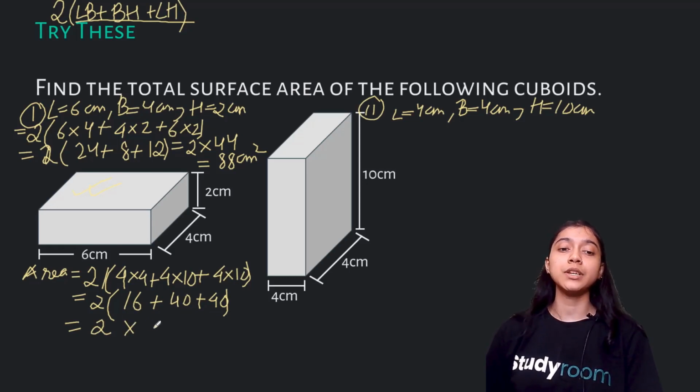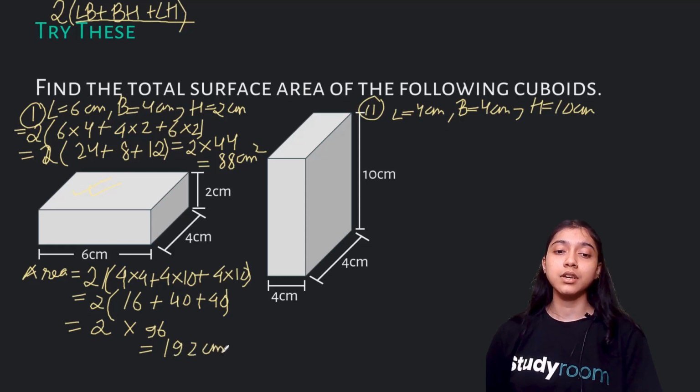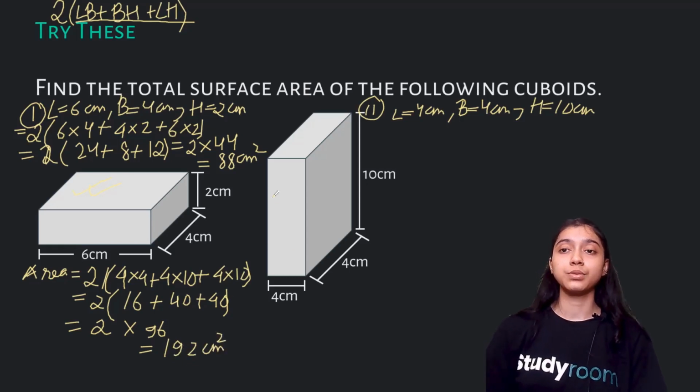So we have 2 multiplied with 96. That ultimately gives us 192 centimeter square as the total surface area of this cuboid 2.